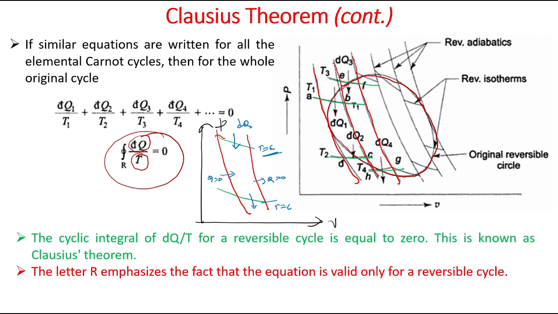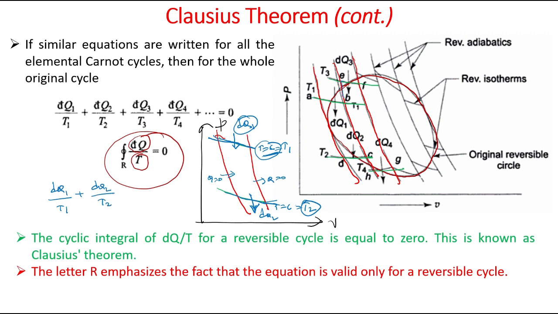Heat dQ is added at the reversible isothermal line, and heat is rejected at another reversible isothermal line. The heat added is at constant temperature, represented as T1. The other temperature is T2. The heat rejected is dQ2 at temperature T2. So we have dQ1 with respect to T1 and dQ2 with respect to T2. This is for one cycle.